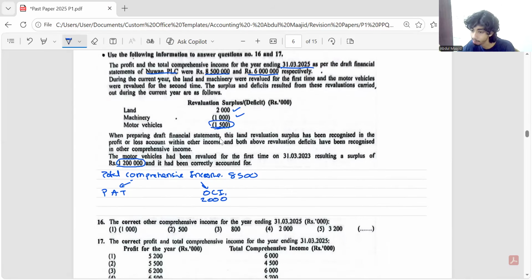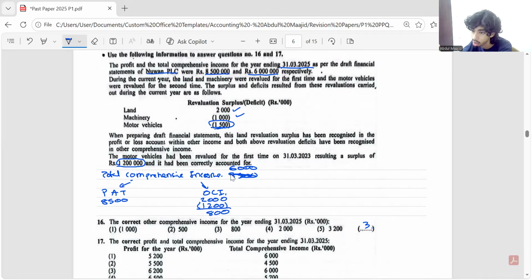So last year's surplus less than this year's deficit. Then this entire surplus amount you can set it off under other comprehensive income. Then the remaining 300 will go to other expense in profit or loss. Then the total OCI amount will be 800. Other comprehensive income will be 800. Now here total comprehensive income is only 6,000. Profit has been calculated as 8,500.